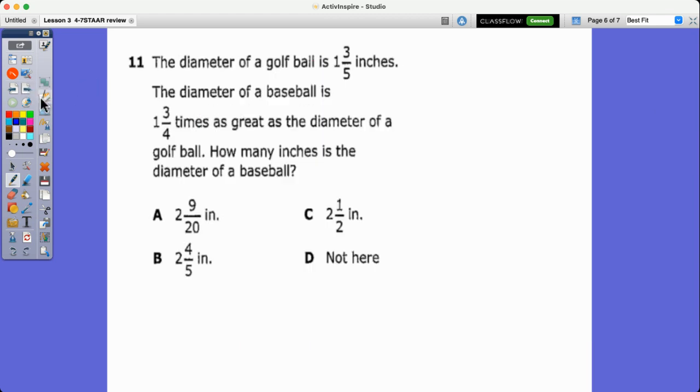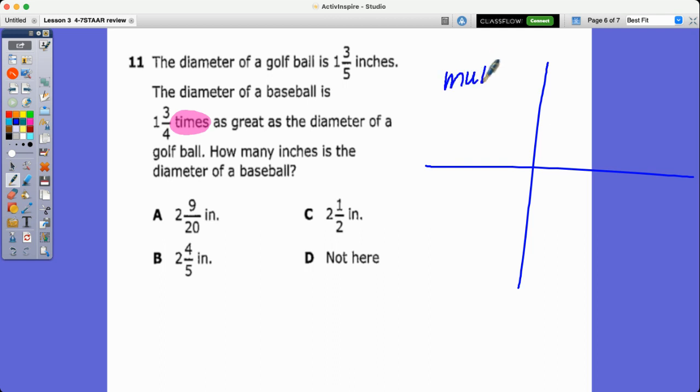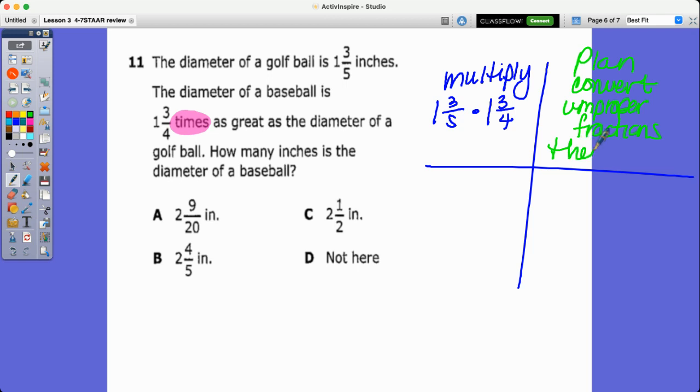Okay, let's look at the next problem. The diameter of golf balls is 1 3/5 inches. The diameter of a baseball is 1 3/4 times as great. Times, ooh, there's my key word. So what are we going to do? We are going to multiply. What am I going to multiply? I am going to multiply 1 3/5 times 1 3/4. How many inches is the diameter of the golf ball? Well, my plan is I need to convert these to improper fractions. Then multiply.